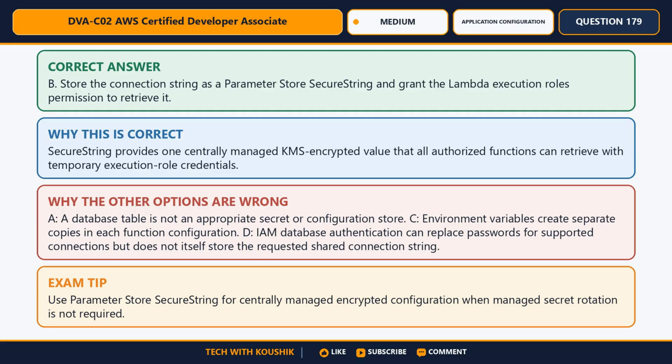A, a database table is not an appropriate secret or configuration store. C, environment variables create separate copies in each function configuration. D, IAM database authentication can replace passwords for supported connections but does not itself store the requested shared connection string. Exam tip. Use Parameter Store secure string for centrally managed encrypted configuration when managed secret rotation is not required.